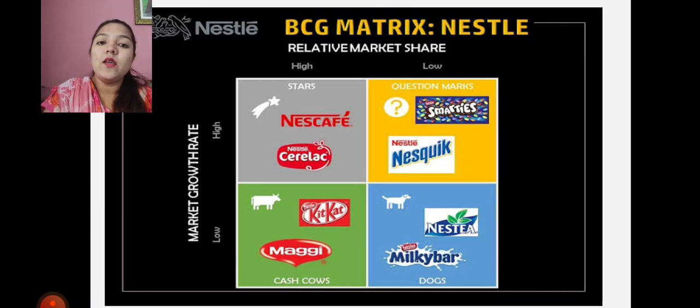This is the Nestle product BCG matrix. In this, the star products are Nescafe and Cerelac, whereas in Cash Cow, Maggi and Kit Kat are involved. In dog, Milky Bar has a very low market growth rate and relative market share, so the company can decide to diversify or otherwise liquidate the product also.